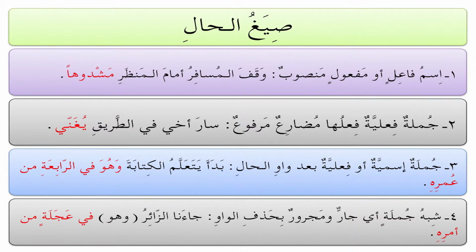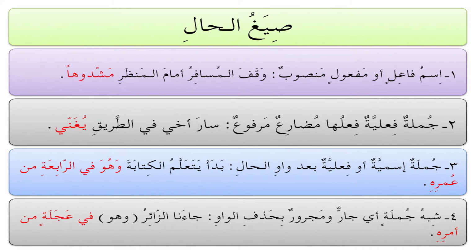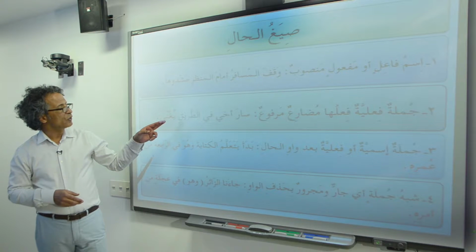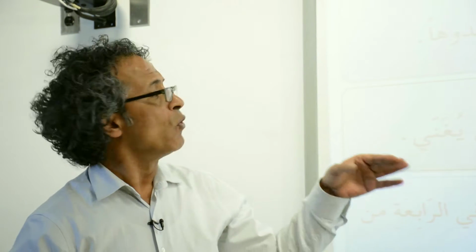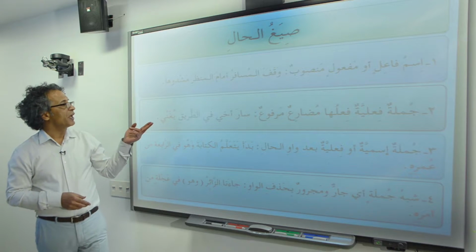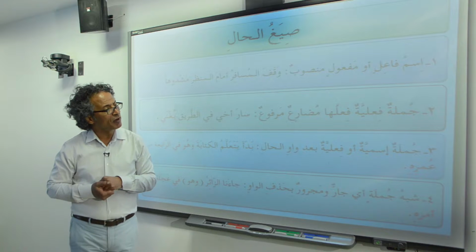ثانيا جملة فعلية فعلها مضارع مرفوع. It can be a verbal sentence, the verb of which, right, is in the present tense, المضارع المرفوع. سار أخي في الطريق يغني. My brother walked on the road or the street singing. So يغني جملة فعلية والفعل في المضارع المرفوع.